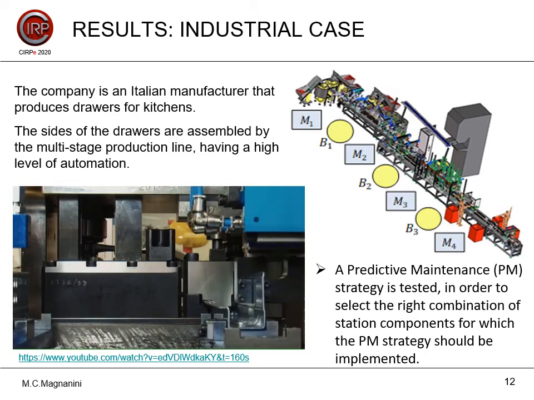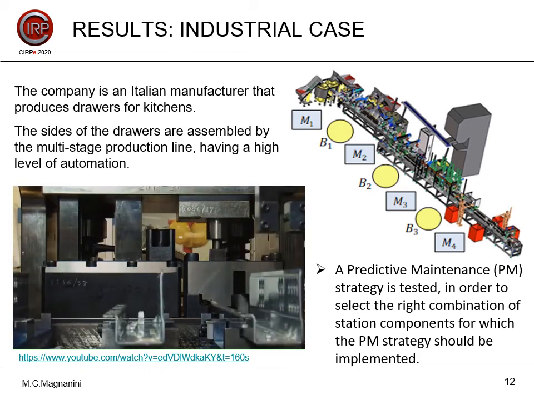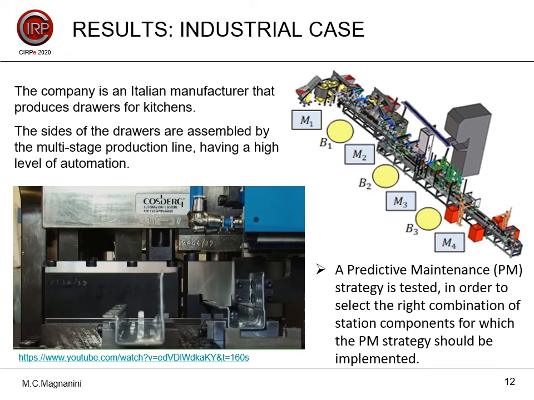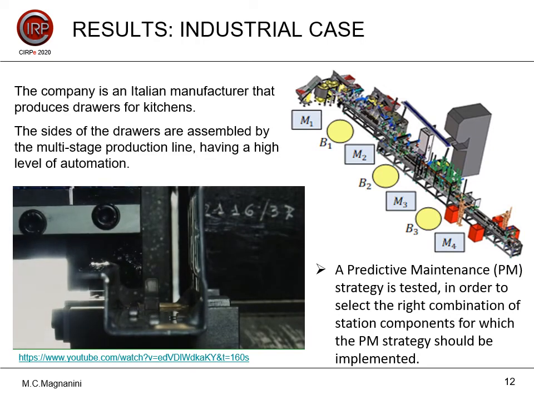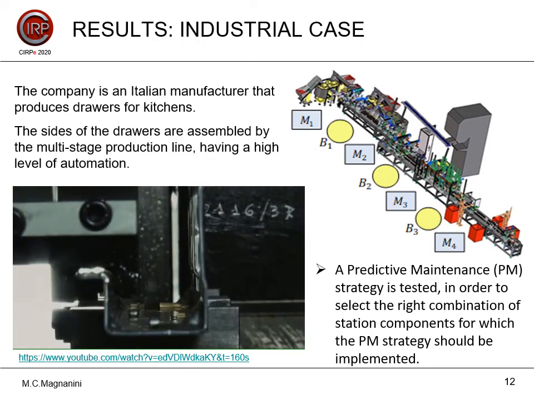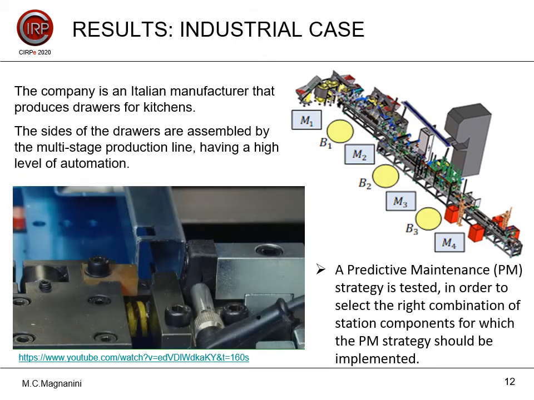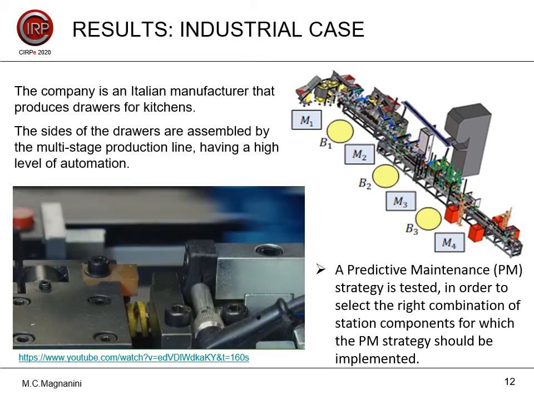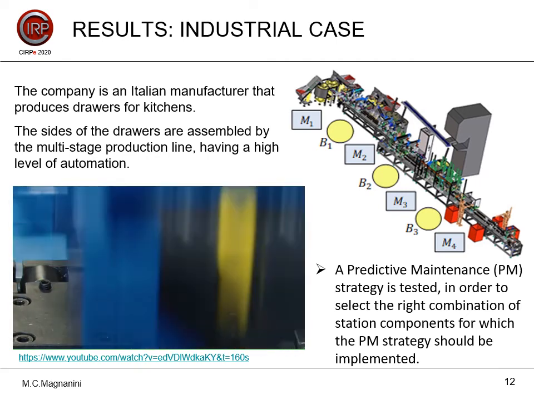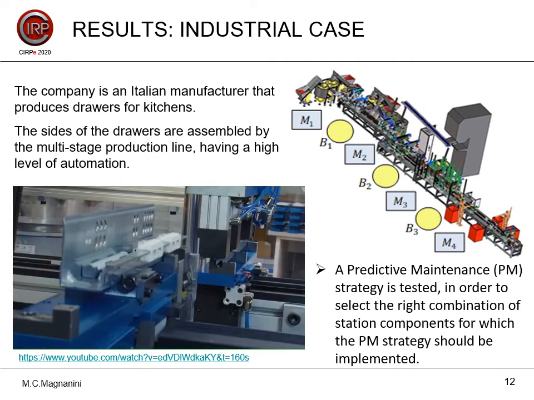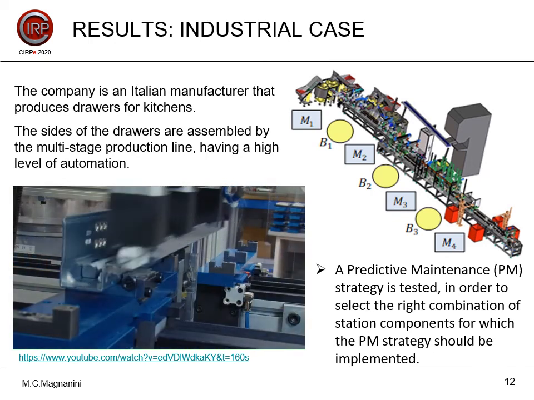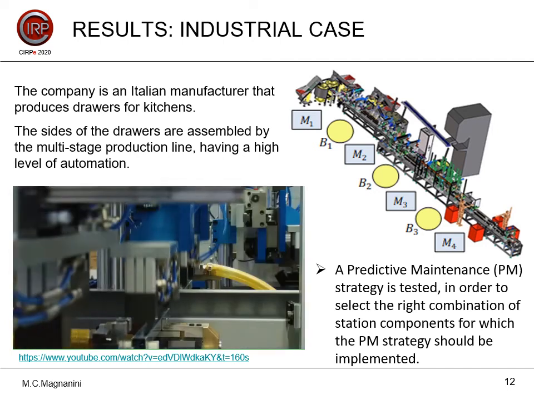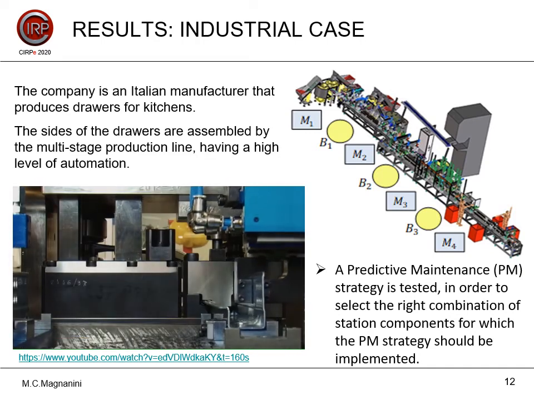The company is an Italian manufacturer that produces drawers for personalized kitchens of a well-known Swedish company. The sides of the drawers are assembled by the production line shown in the figure, and it has a high level of automation, as we can see from the video. Four stages can be identified in the line, and linear guide rails serve as buffers in the line where the capacity is given by the total length. Therefore, the modularity of the line is also exploited by moving the machine modules along the guide rails in order to allocate more or less buffer capacity between machine stages.